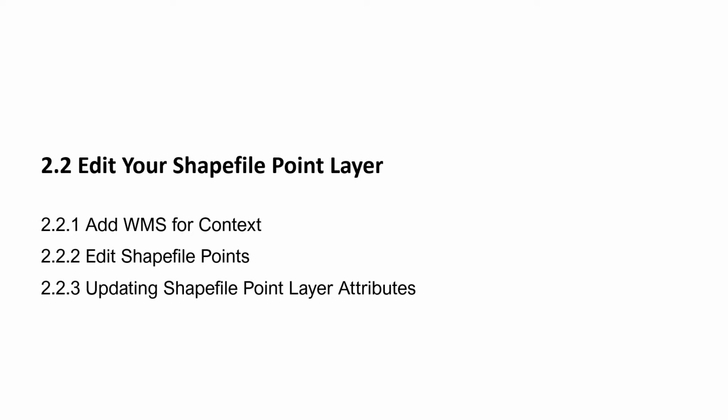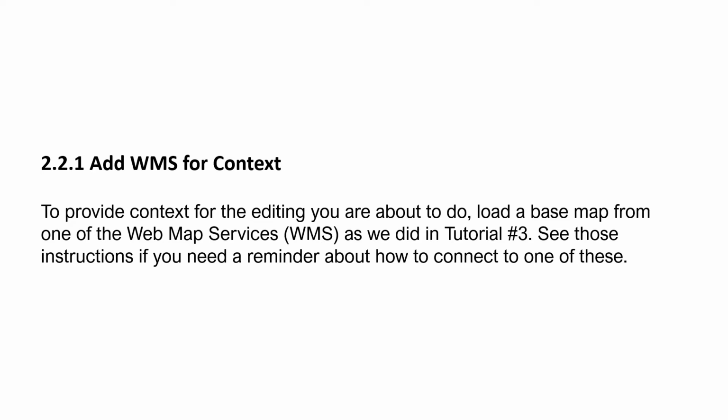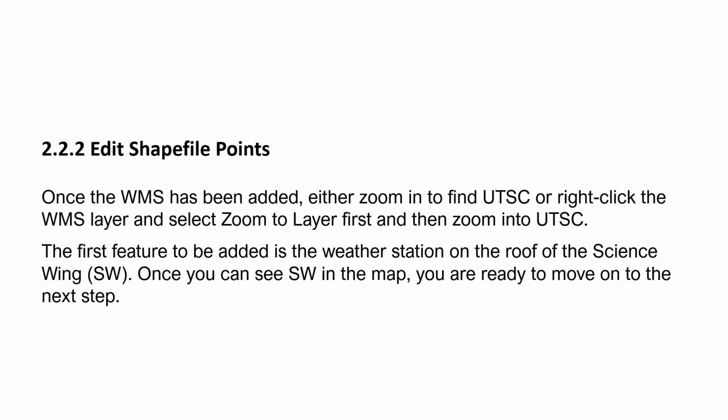Next, I'm going to show how to edit your shapefile point layer. First is to add WMS for context. To provide context for the editing you are about to do, you can load a base map from one of the web map services as we did in Tutorial 3. See those instructions if you need a reminder about how to connect to one of those. Once the WMS has been added, you have to zoom in to find the UTSC campus. The first feature to be added is the weather station on the roof of the science wing. Once you can see the SW in the map, you are ready to move on to the next step.